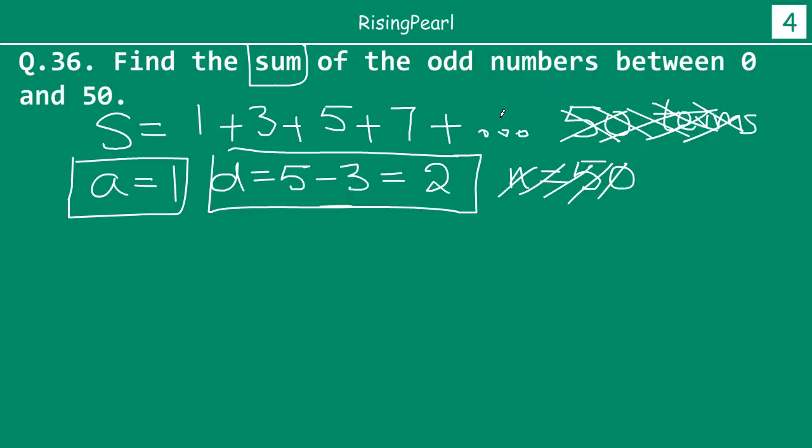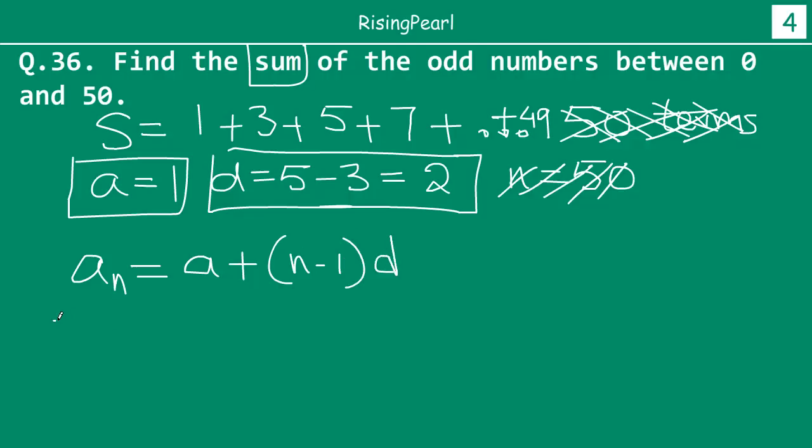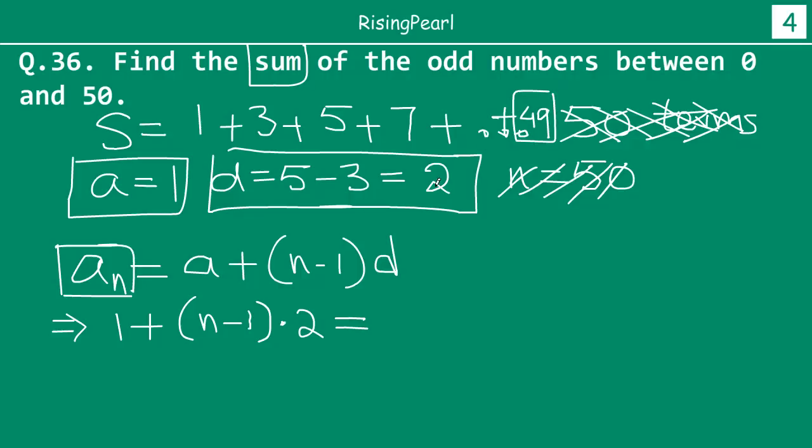That means the last term will be what? What is the greatest odd number less than 50? Clearly that is 49. So we have 1 plus 3 plus 5 plus 7 dot dot dot plus 49. Let's assume there are n such numbers. Then the nth term should be equal to the first term a plus n minus 1 times d. So 1 plus n minus 1 times d, where the common difference is 2. Now the nth term for us is equal to 49.